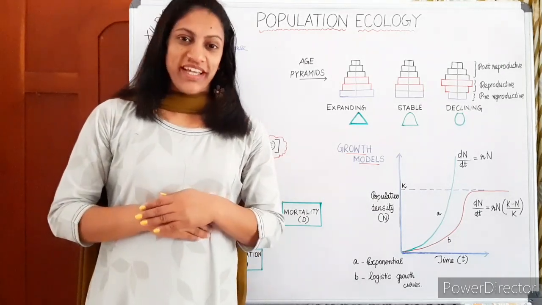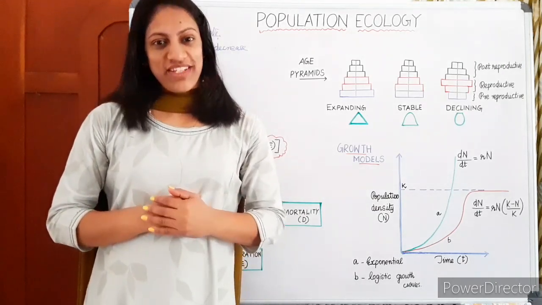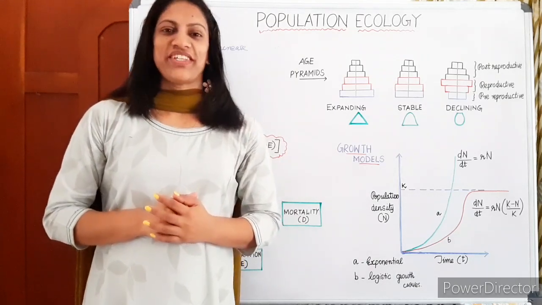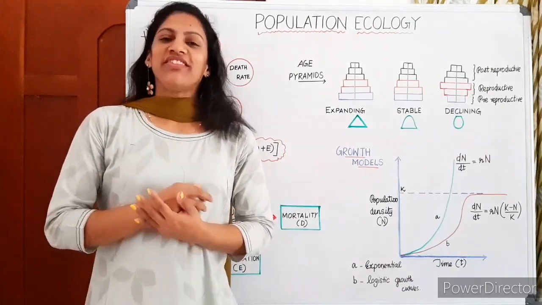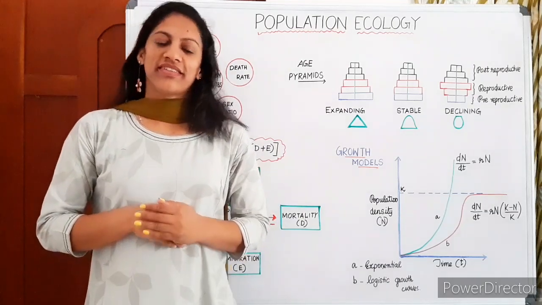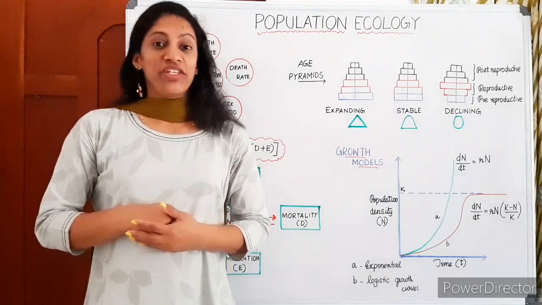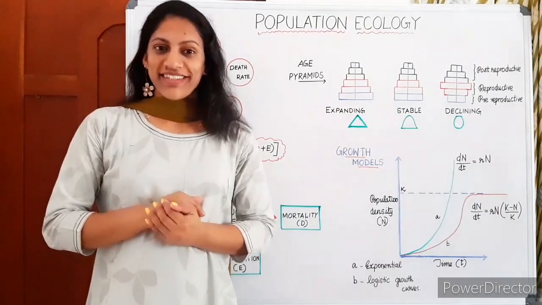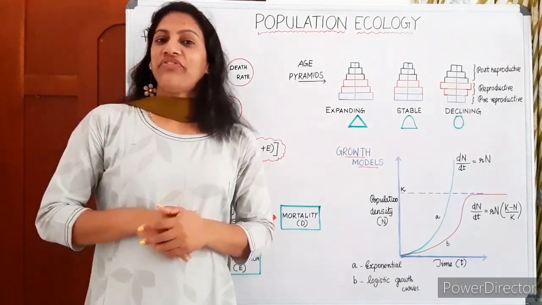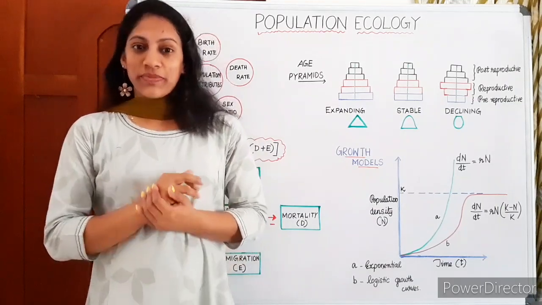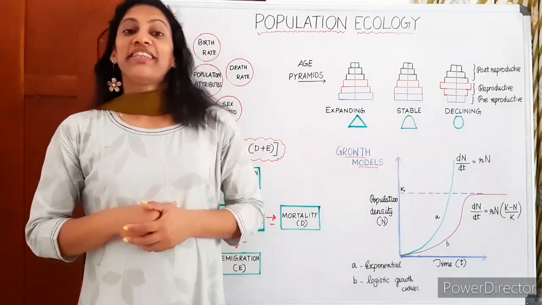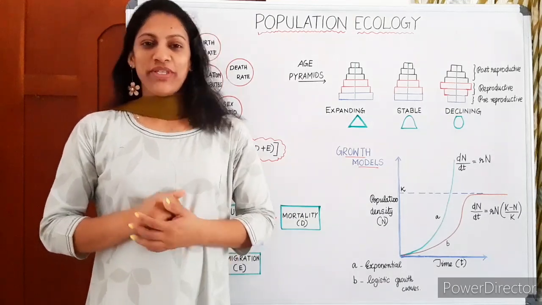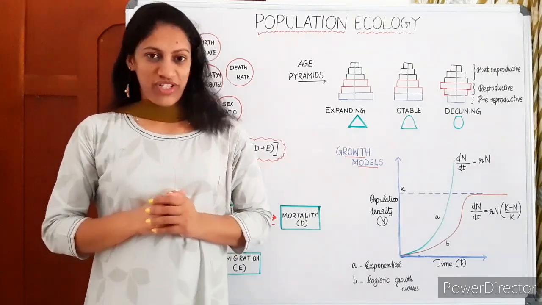Today we will be discussing population ecology from the chapter Organisms and Population. You know, ecology has many branches like community ecology, population ecology, etc. In our first class we discussed the different types of responses of organisms and different types of adaptations of organisms, and today we will be talking about population ecology.